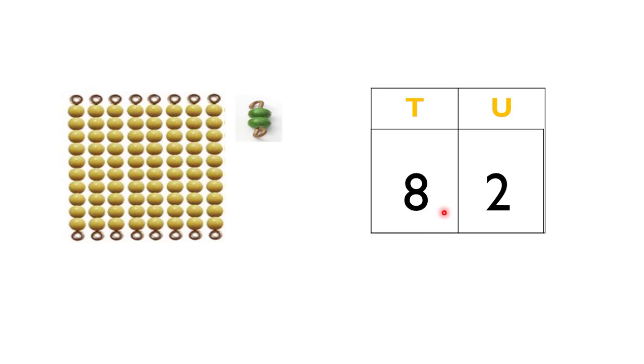8 tens and 2 is 82. 8 tens and 3 is 83. 8 tens and 4 is 84. 8 tens and 5 is 85. 8 tens and 6 is 86.